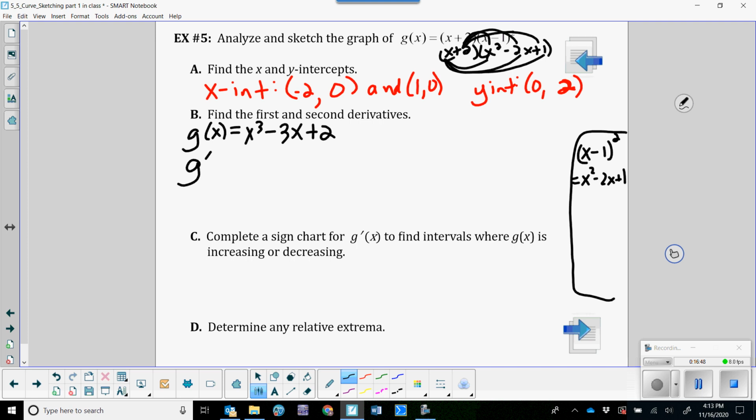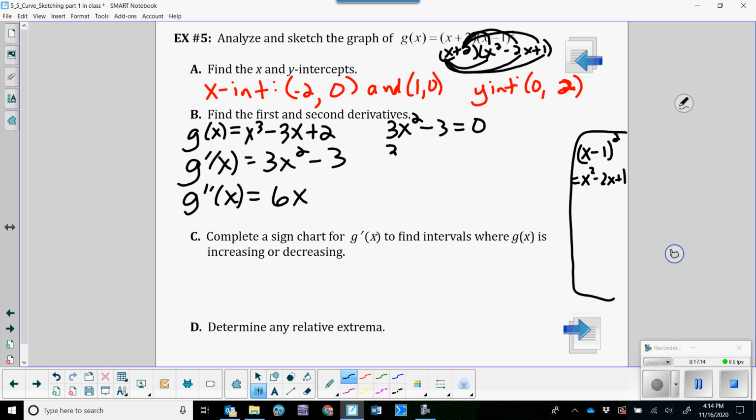So now when I do g prime, I'm going to get 3x squared minus 3, which is much easier. And then I'm going to do g double prime of x, which is 6x. Okay, so there's my first and second derivatives. Then it says make a sign chart to find out where we have g of x increasing or decreasing. So that means I actually want to solve when does 3x squared minus 3 equal 0. Factor out a 3, x squared minus 1 equals 0. So you're going to have x equals plus and minus 1. And then obviously x equals 0 for that point for when we do concavity.